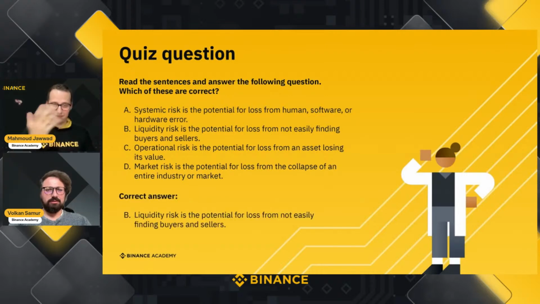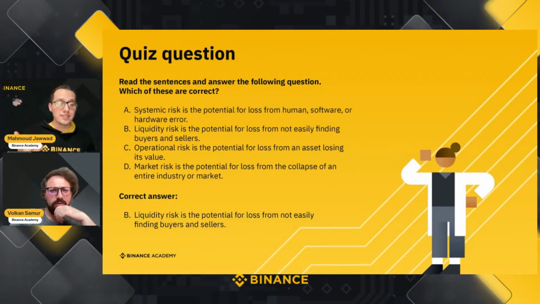So obviously, liquidity risk, as we've mentioned before, is the loss from not easily finding buyers and sellers. For instance, a very illiquid market is the real estate market. You cannot easily sell real estate. But D, market risk, is the potential for loss from the collapse of an entire industry or market.